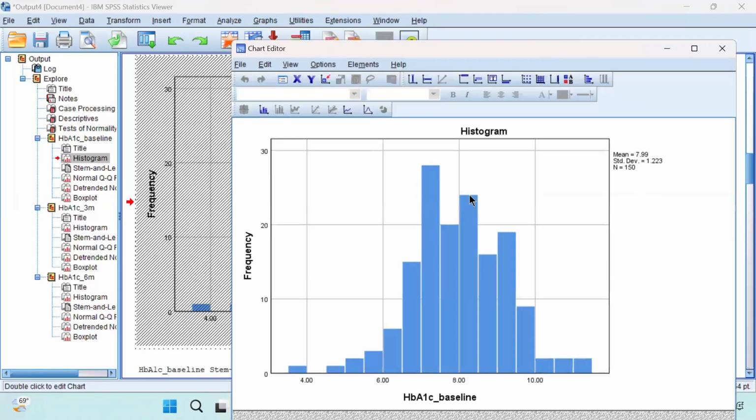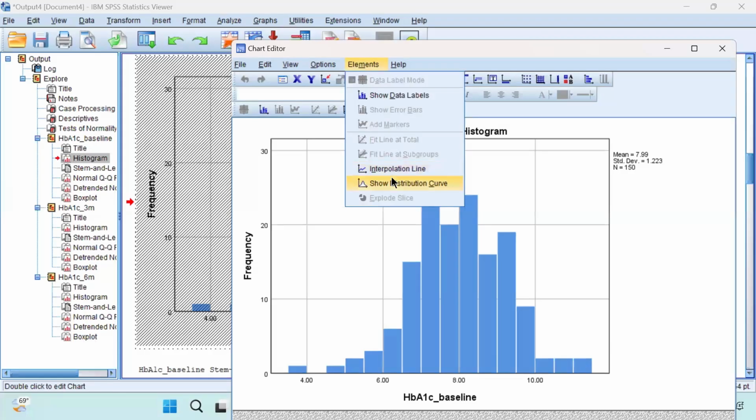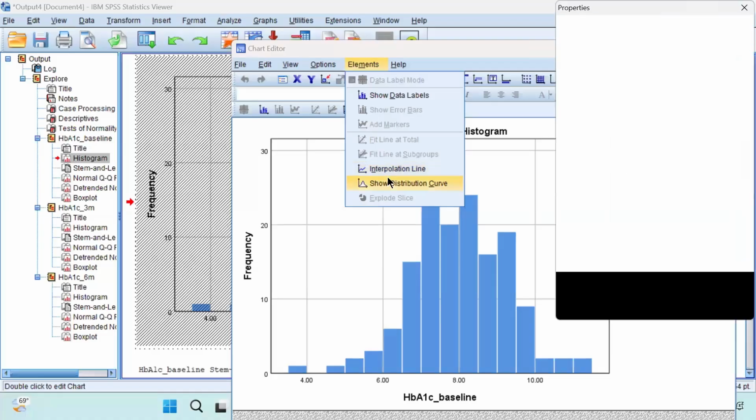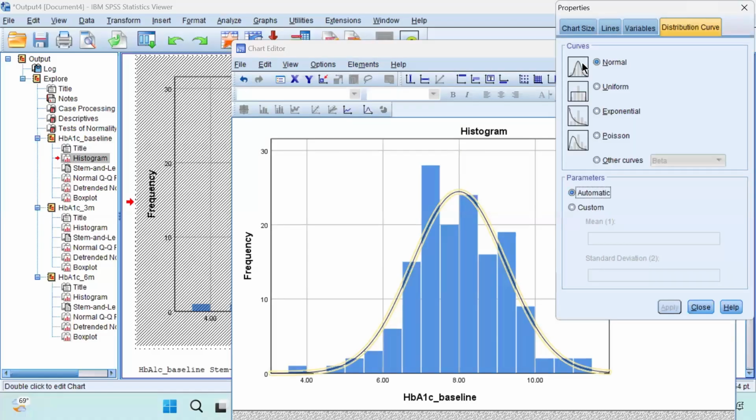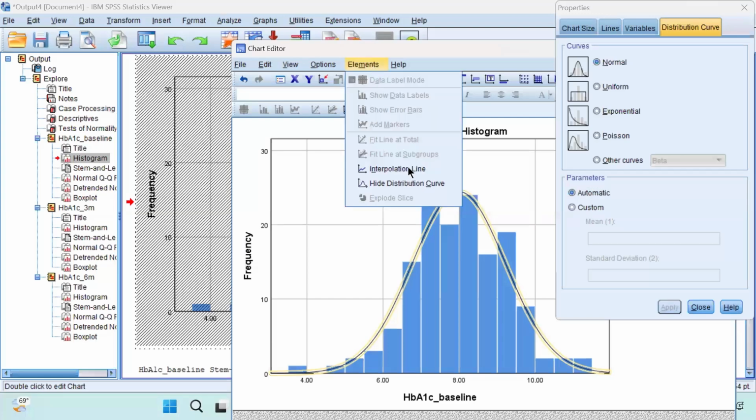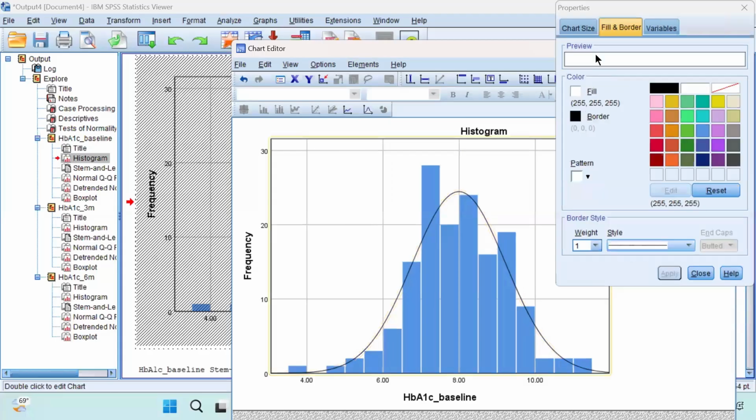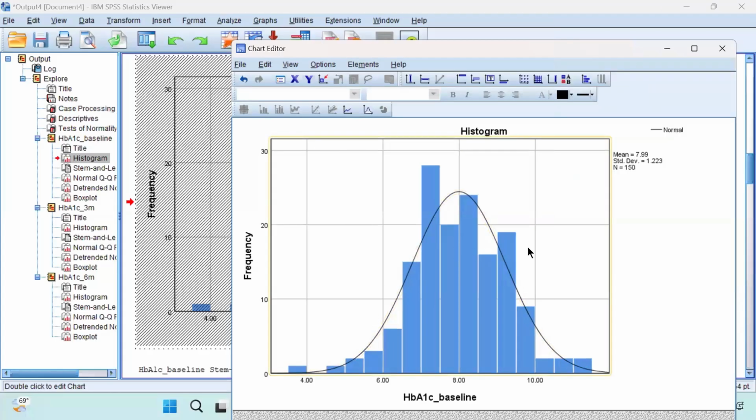So first of all, I want to bring in a distribution curve. You come to elements, you come to distribution curve, you choose it. So you come here. It's normal. So I think you can see our data is normally distributed.